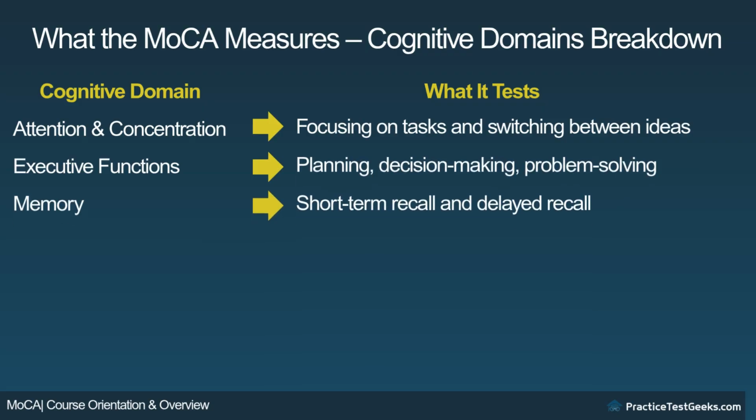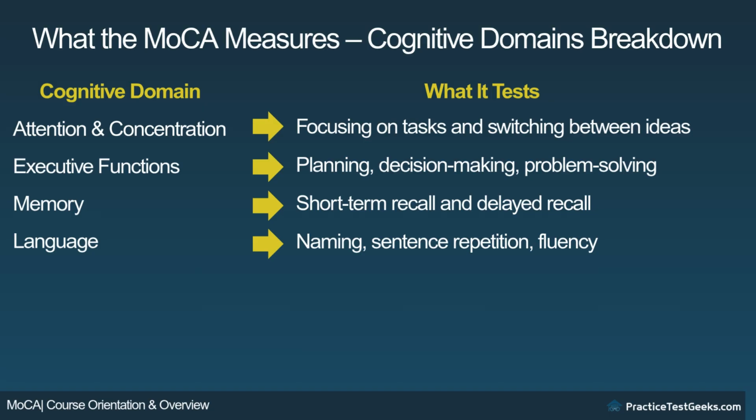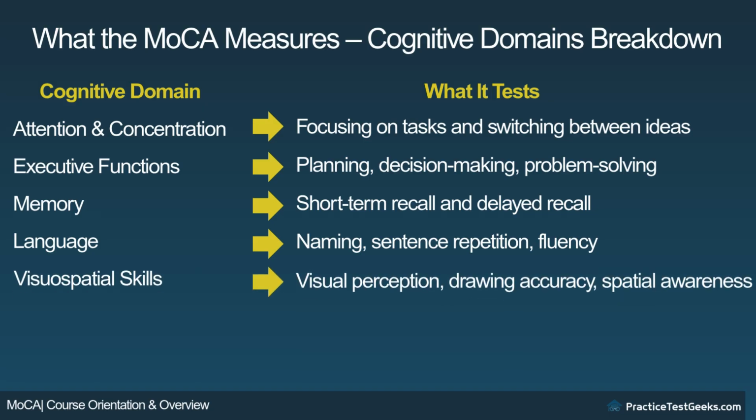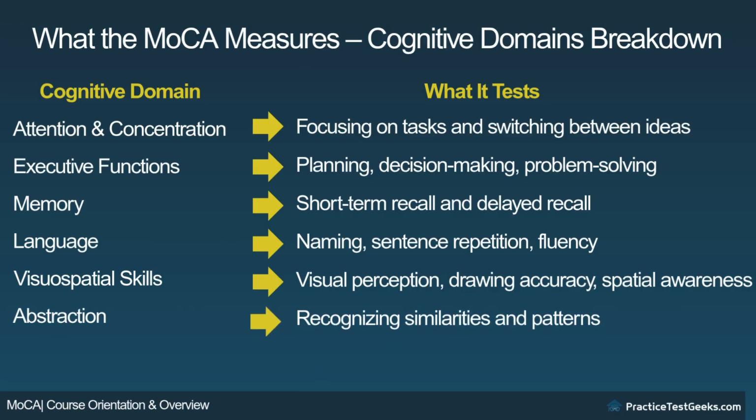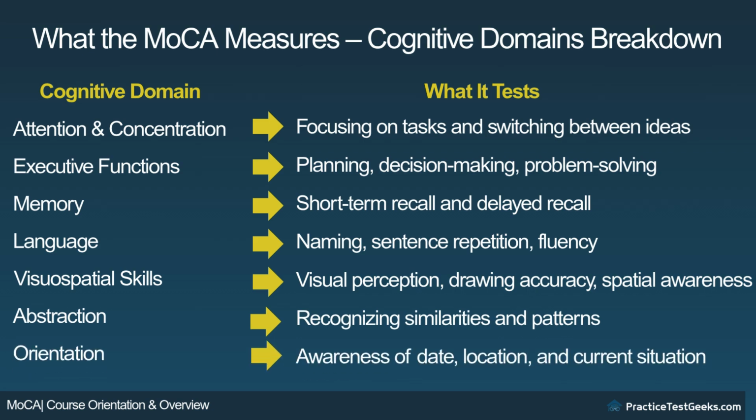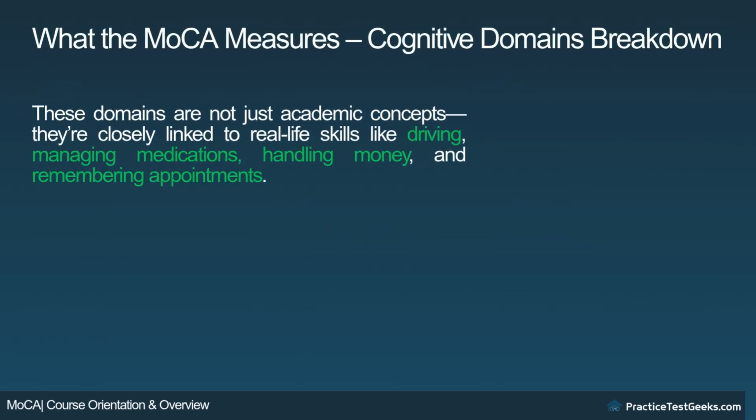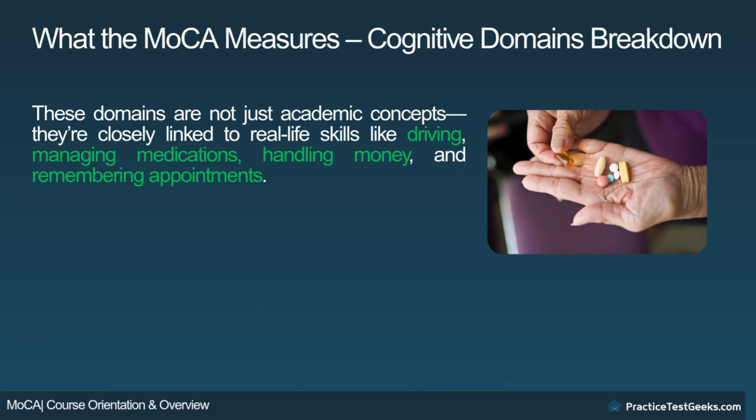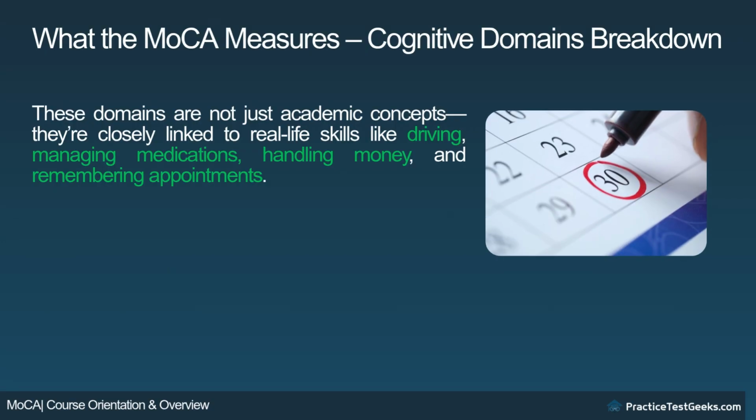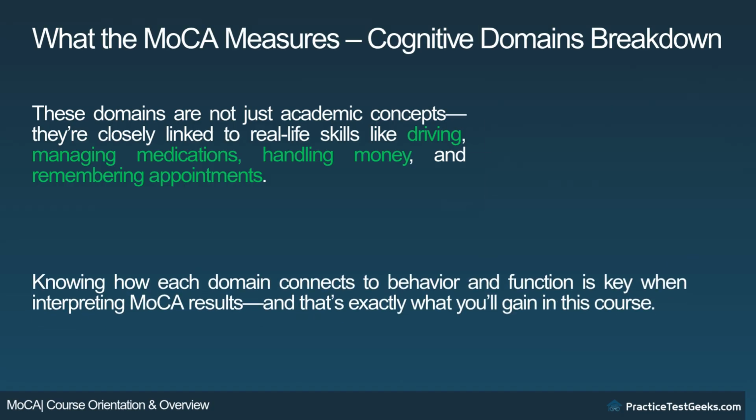Memory: short-term recall and delayed recall. Language: naming, sentence repetition, fluency. Visuospatial skills: visual perception, drawing accuracy, spatial awareness. Abstraction: recognizing similarities and patterns. Orientation: awareness of date, location, and current situation. These domains are not just academic concepts, they're closely linked to real-life skills like driving, managing medications, handling money, and remembering appointments. Knowing how each domain connects to behavior and function is key when interpreting MoCA results, and that's exactly what you'll gain in this course.